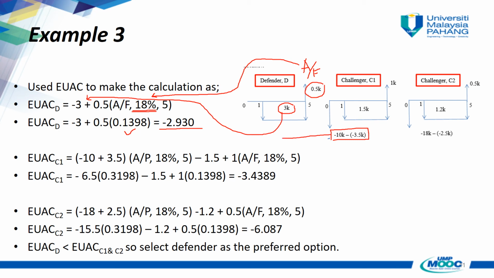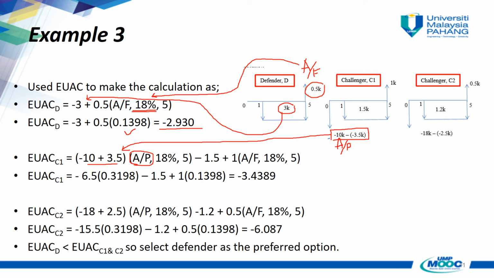This is in the form of P, so we need to transfer it to the form of A, because we calculate the replacement analysis in the form of EUAC. We call this finding A when you know the P. Then we multiply the total of negative 10 minus the negative 3.5 thousand here, multiplied by finding A when you know the P for 18% interest rate at 5 years.